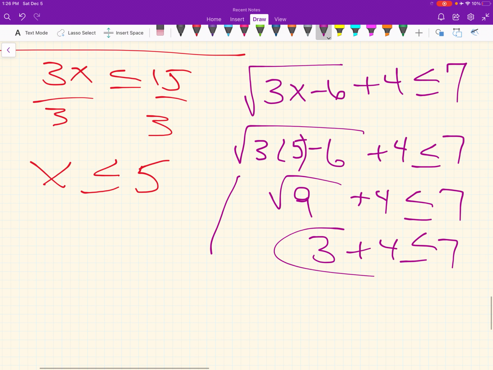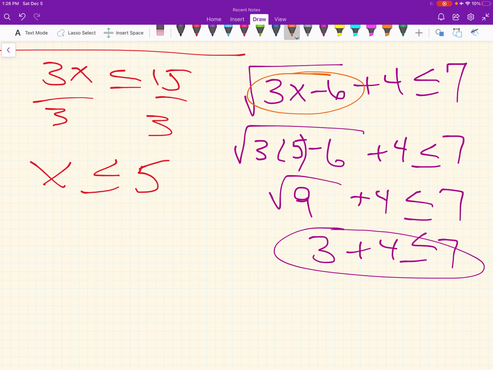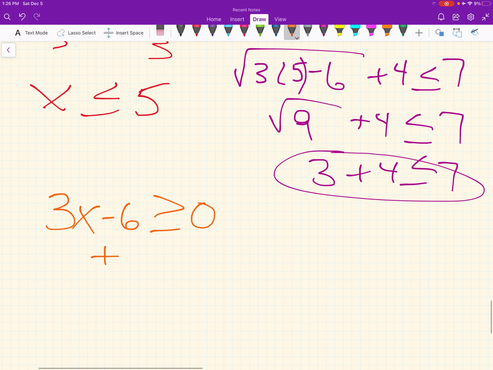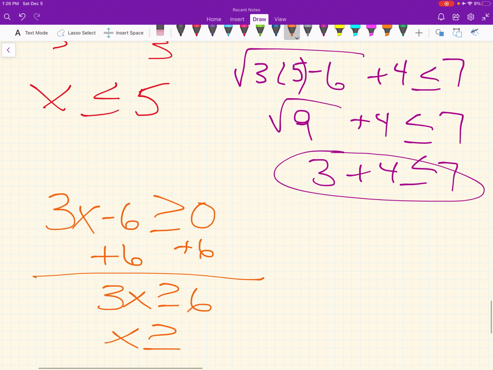Now we have to make sure that we are not letting what's underneath the radical become negative. Underneath the radical, we had 3x minus 6. So 3x minus 6 has to stay greater than or equal to 0. We might be okay, but we might need to add a second boundary. So we add 6 to both sides. 3x is greater than or equal to 6. So that means x has to stay greater than or equal to 2.